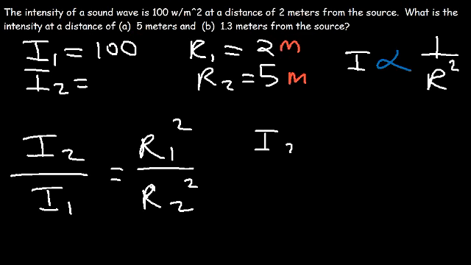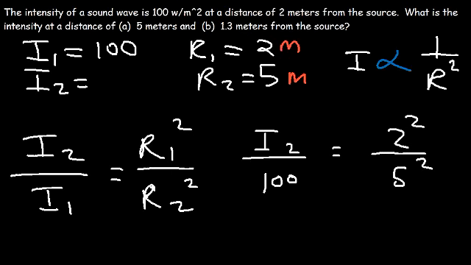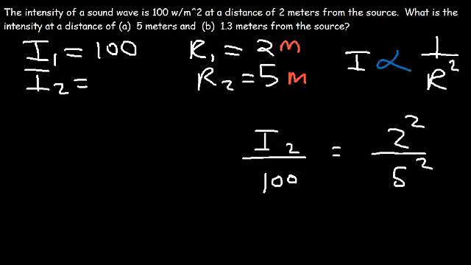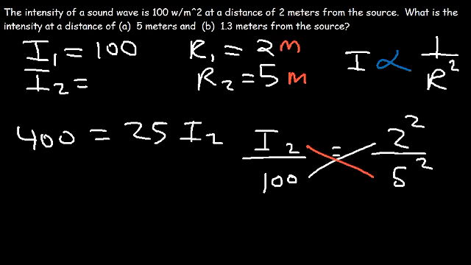We're looking for I2. I1 is 100. R1 is 2. R2 is 5. So let's cross multiply. 100 times 2 squared. What is that? 2 squared is 4, and 4 times 100 is 400. And that's going to equal I2 times 5 squared. 5 squared is 25. 400 divided by 25 is 16. So this is equal to I2.